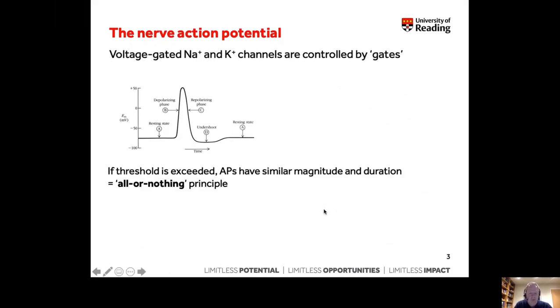So again, it is important to spend a little bit of time on this, because the action potential either fires or doesn't fire. As long as it reaches that threshold, all action potentials look the same. So we'll see that there are other types of potential that can look different.